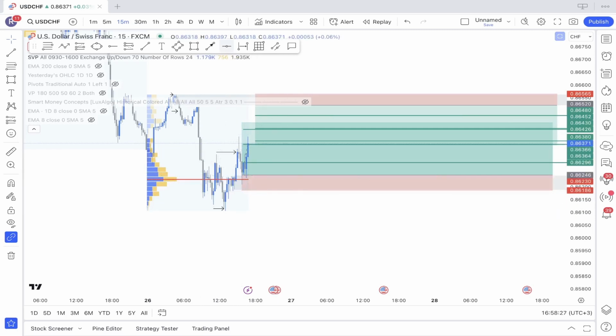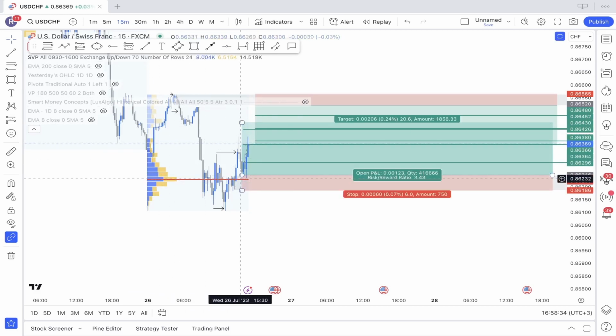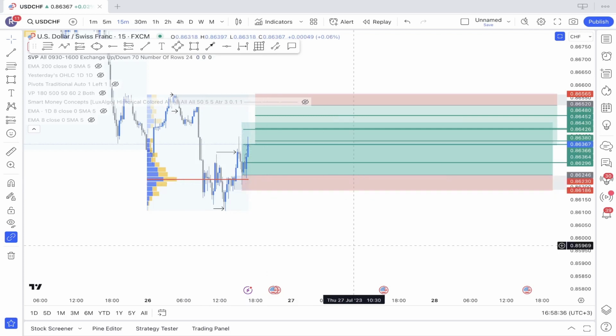Okay, and then when I enabled the volume profile indicator, the point of control was sitting right on this demand level. Okay, and because of that, this was an extra confluence for me to be like, okay, this is a high probability type of setup. Of course, this doesn't mean that it will win 100% of times. It can still have all the confluences in the world and still hit the stop loss. But for me, this is a high probability setup.